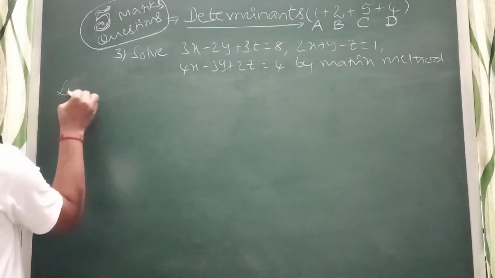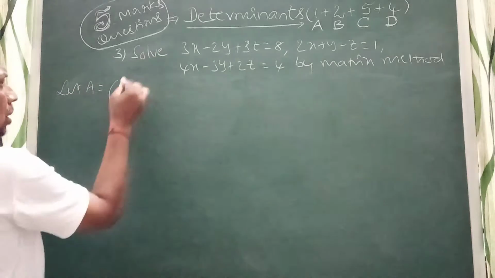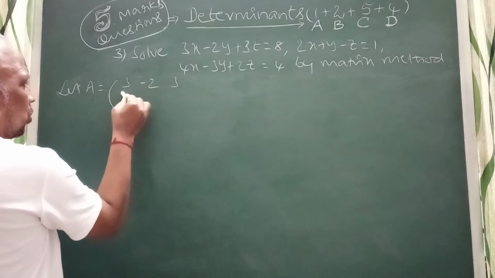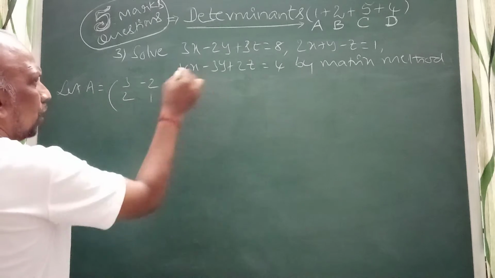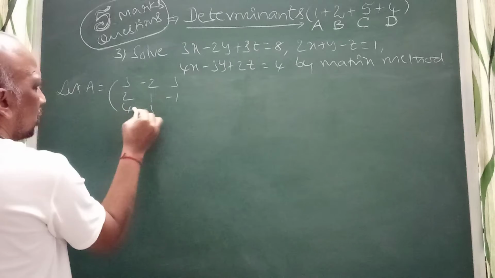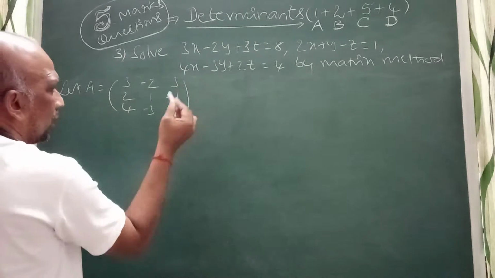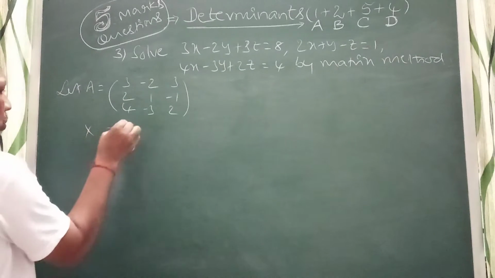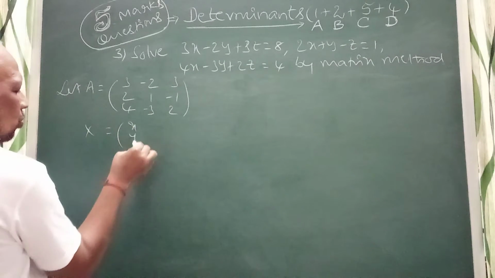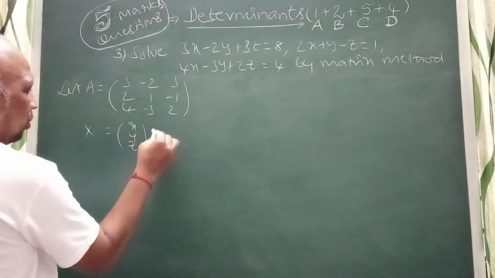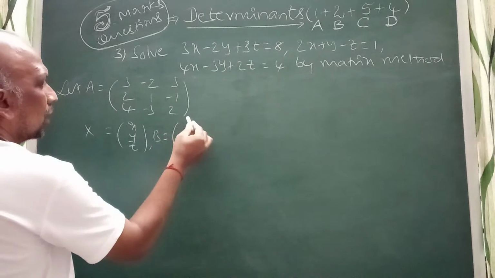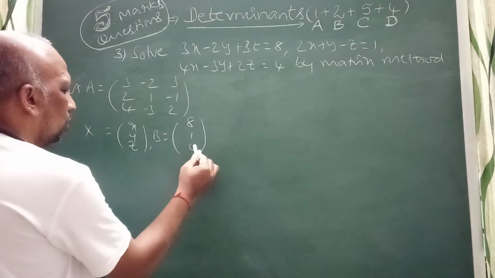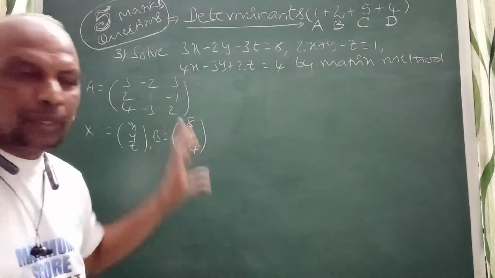We can consider, let A is equal to 3 minus 2 3, 2 1 minus 1, 4 minus 3 and 2. This is the given matrix A. I can write this as A x is equal to b, where x is x y z, and b is equal to, for the three variables, 8 1 4. From the given matrix we can write this.